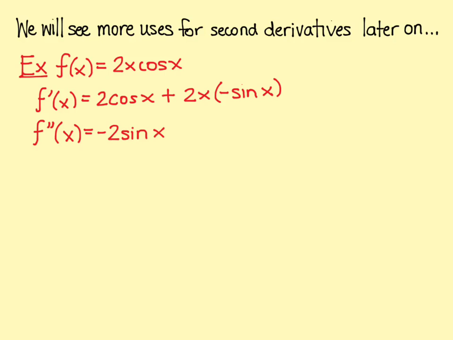And if we wanted to take the derivative of that, well, we would have the derivative of 2 cosine x is going to be negative 2 sine x, because the 2 is just a coefficient, plus, now we have to take the derivative of 2x times negative sine x. So we take the derivative of the 2x, which is just 2, so we'll have negative 2 and leave the sine x alone. Now we need to take the derivative of sine x, leaving the 2x alone. So we'll have minus 2x cosine x.